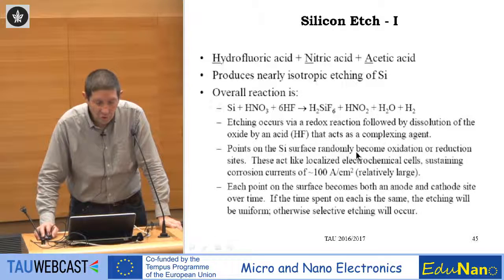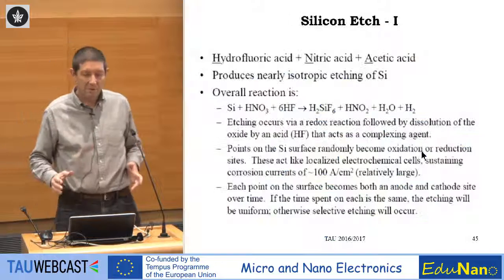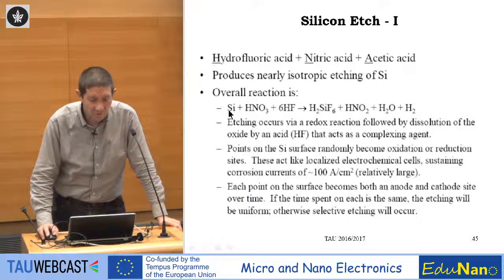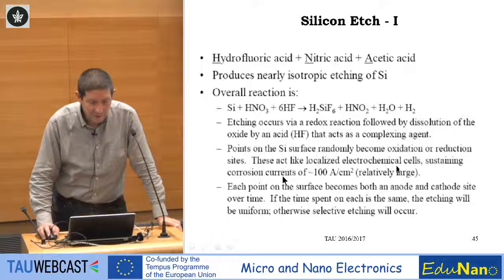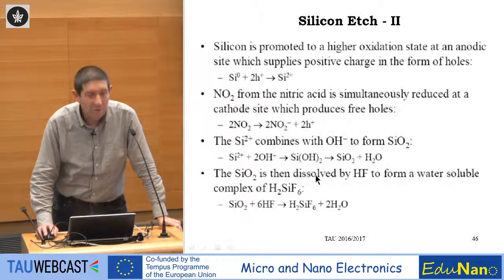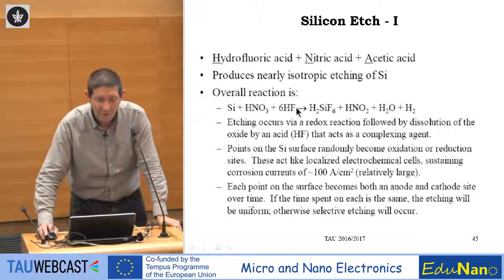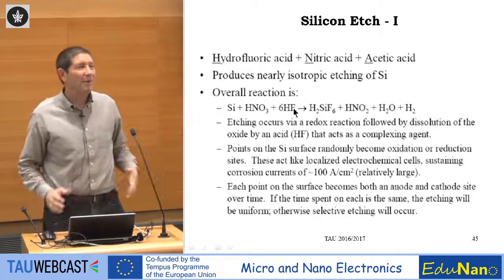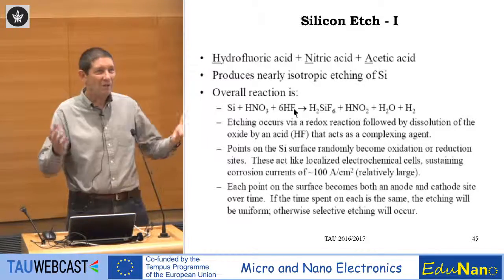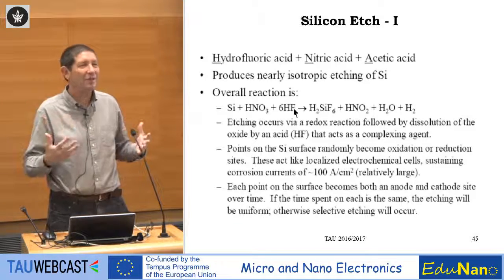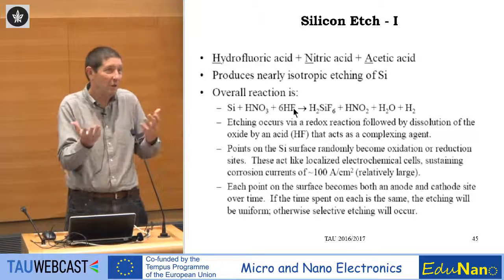Points on the silicon surface randomly become oxidized. The nitric acid randomly oxidizes the silicon, and the HF removes it. This acts like localized electrochemical cells sustaining corrosion current. By the way, if you look at these reactions, you know how many atoms you oxidize per second, you know the area. So you can actually measure how many electrons you remove per unit area. So you can calculate the equivalent current.